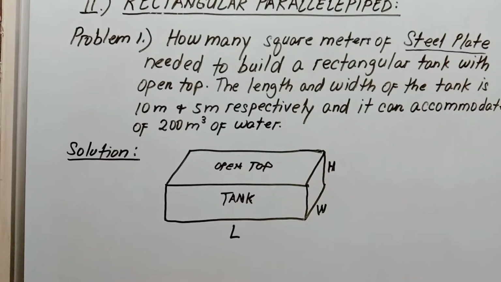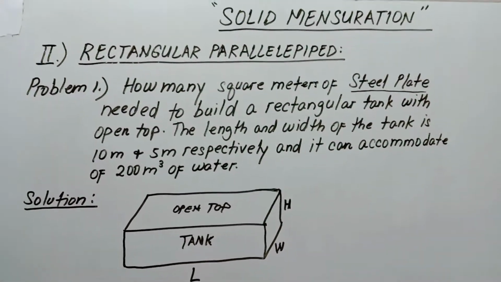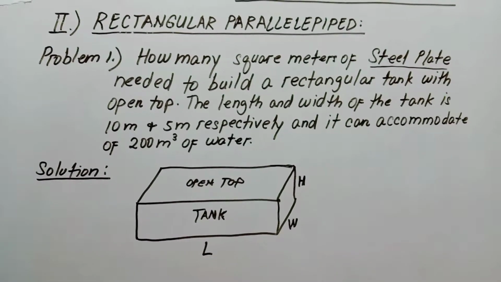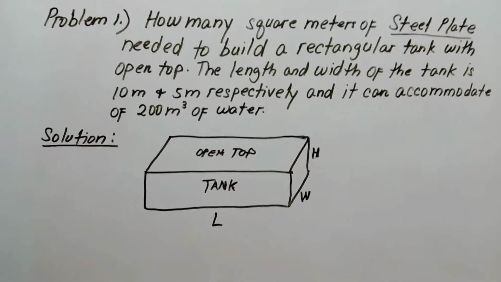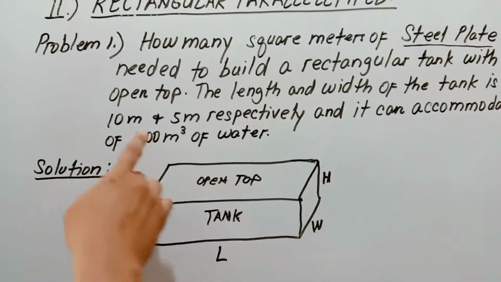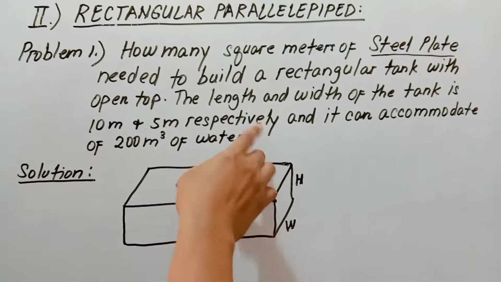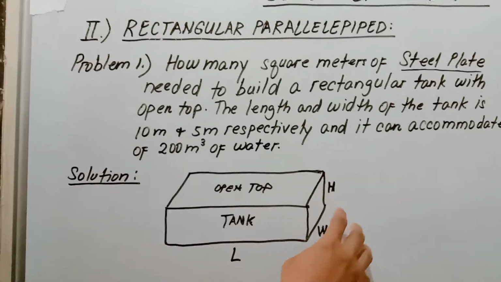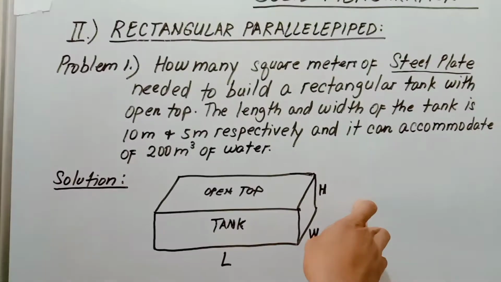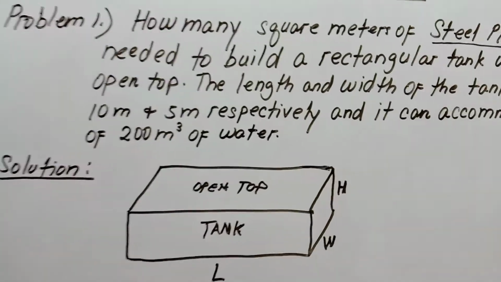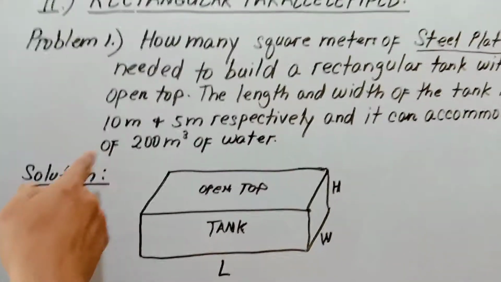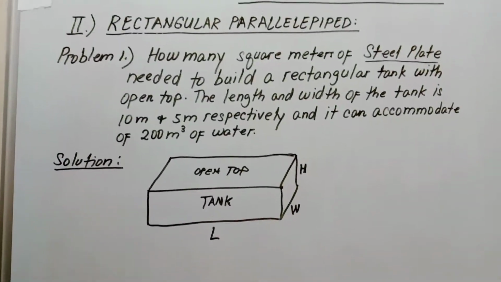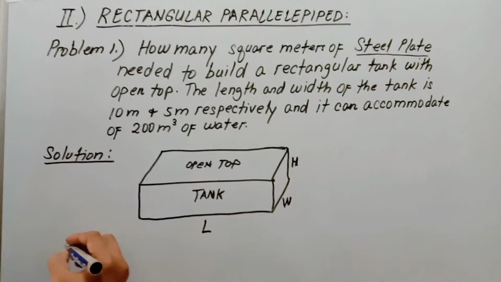So in order to find the total area required to build a rectangular tank, we need to find first the height, since it is lacking in this problem. The given is only the length and the width, but we need to find the height of the tank first in order to calculate the total area, knowing the volume of water is equal to the volume of the tank also.